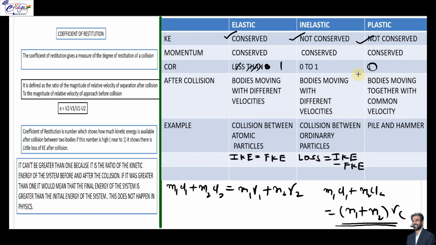These are the observations after collision. Therefore, examples: collision between atomic particles is ideal, that is elastic collision. Collision between ordinary particles is practical, I have told you, inelastic collision, for which the coefficient of restitution is between 0 and 1. And plastic collision is, for example, a nail and hammer, or pile and hammer, or a man jumping into a boat, and then the boat and man become one body moving with common velocity. These are some practical examples of plastic collision. So this is the difference between these collisions.